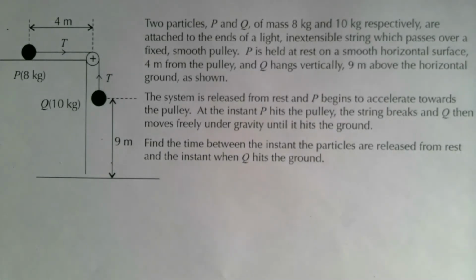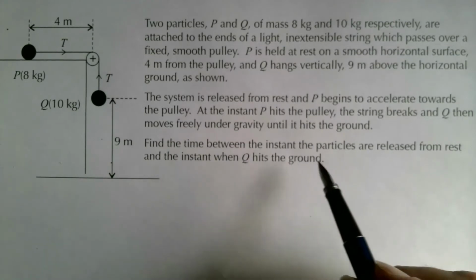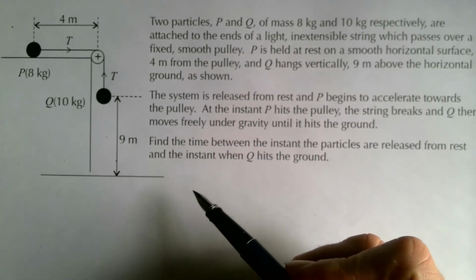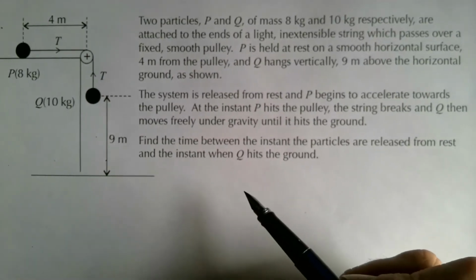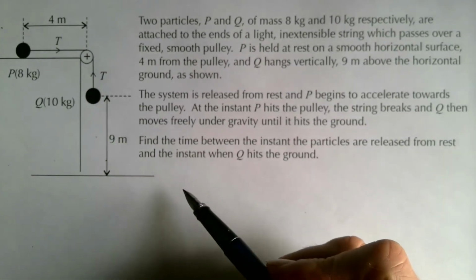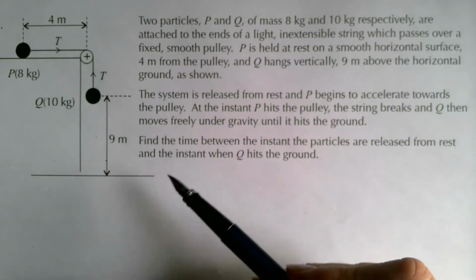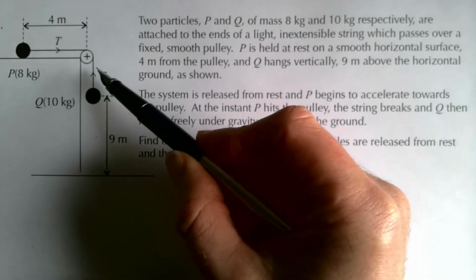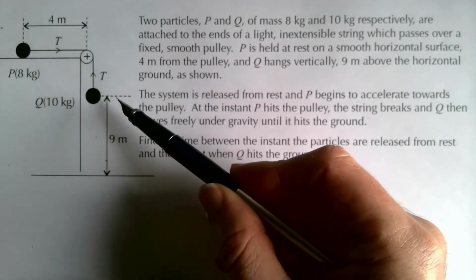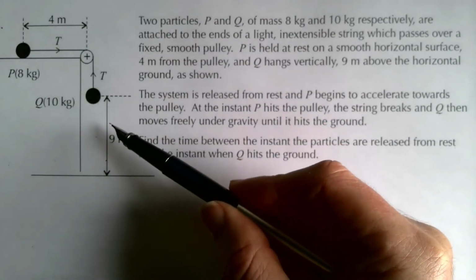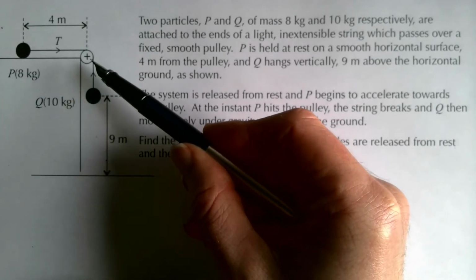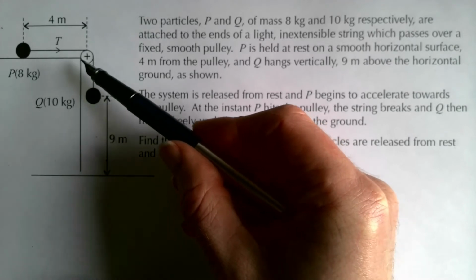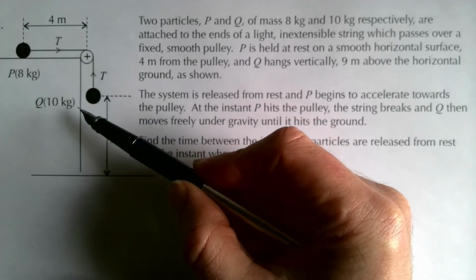We're looking to find the time between the instant the particles are released from rest and the time when Q hits the ground. Now, you may well be asked about some of the assumptions you've made. So assumptions we've made, because it's a smooth pulley, is that there's no friction there. Also, this distance here, 4 meters and 9 meters, before Q hits the ground, we're going to get to a point where this pulley has to go over here, and we're going to have to make the assumption that that pulley doesn't interfere with things at all.